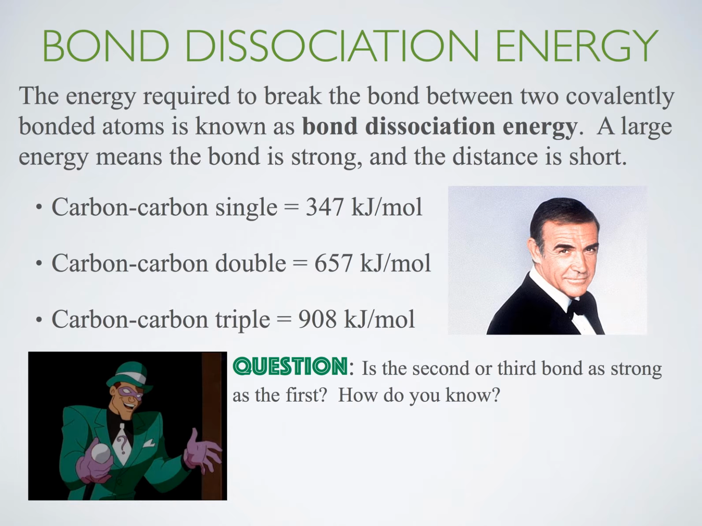First, we're going to talk about bond dissociation energy. This is the amount of energy that is required to break the bond between two covalently bonded atoms. For example, I could have carbon bonded to another carbon. The amount of energy that it would take to break that bond would be 347 kilojoules per mole.